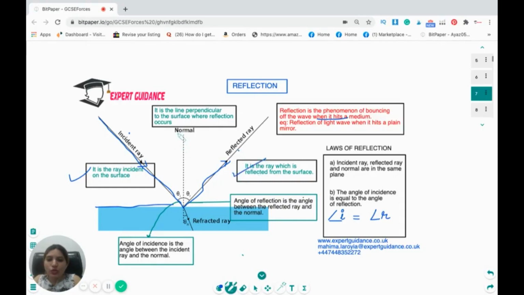Now we draw something with a dotted line called the normal. What is the normal? Normal is a line perpendicular to the surface where reflection takes place. So this is the normal. This is perpendicular to the surface. And you can see the angle of incidence and the angle of reflection. The angle of incidence is the angle between the incident ray and the normal. And the angle of reflection is the angle between the reflected ray and the normal. And as for the law of reflection, the angle of incidence and angle of reflection are equal. And the incident ray, reflected ray, and normal are in the same plane. Okay, so you should understand this diagram and what these terms mean, like incident ray, reflected ray, angle of incidence, and so on.